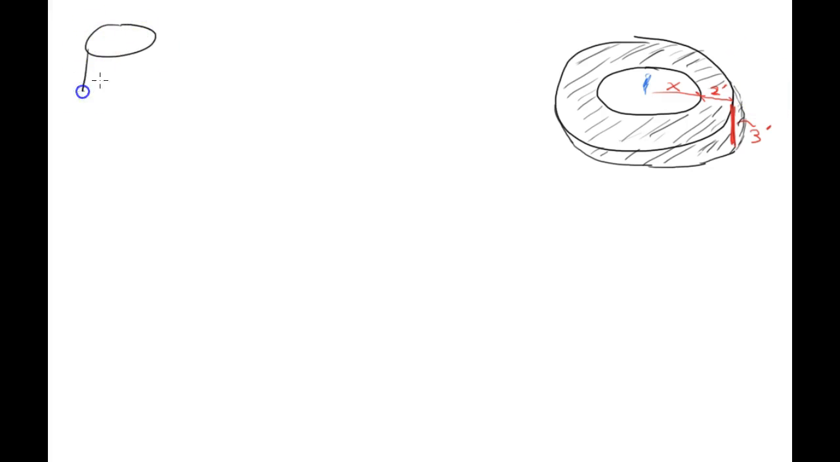Okay, a cylinder like this, if you've got H and you've got R, then the volume equals pi r squared times H. Okay, so now let's talk about this.